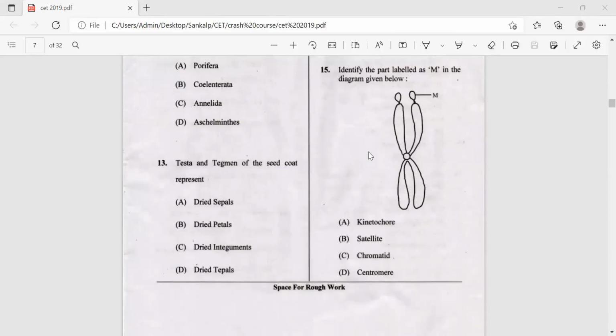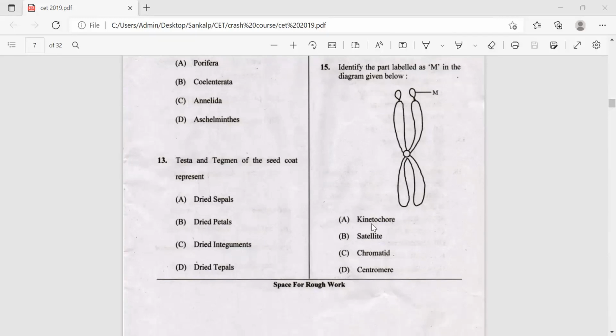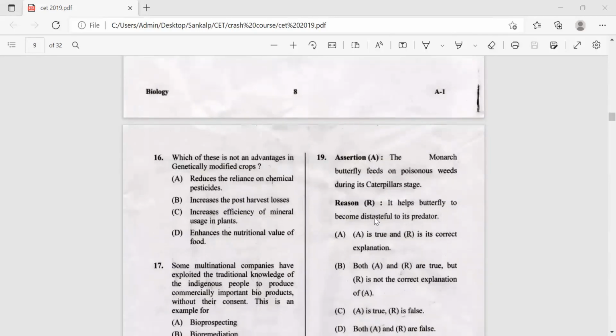Question number 15. Identify the part labeled as M in the diagram below. Option A, kinetochore. Option B, satellite. Option C, chromatid. Option D, centromere. Janvi answered option B. Vani answered option B. Kirtana answered option B. Any other answers? What about others? Navya, Sindhu. Fine. So the right answer is option B, that is satellite.